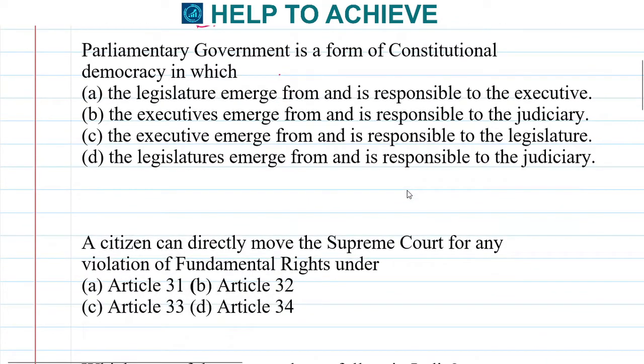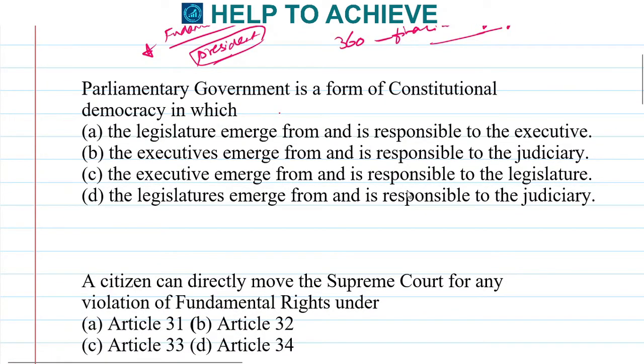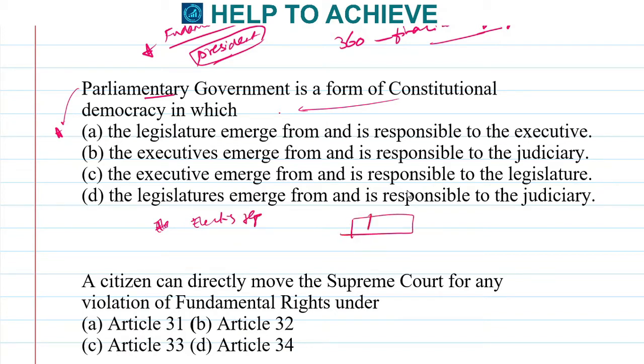next. Parliamentary government is a form of constitutional democracy in which... So in India, we know that we have a parliamentary government system. What it consists of is that we elect the representatives, and then those representatives form the parliament, which is the Lok Sabha, Rajya Sabha, and of course the President. The members of Lok Sabha are elected by the people. So they are a part of the legislature, and together with them, the executive, like the Prime Minister, will be one among these.